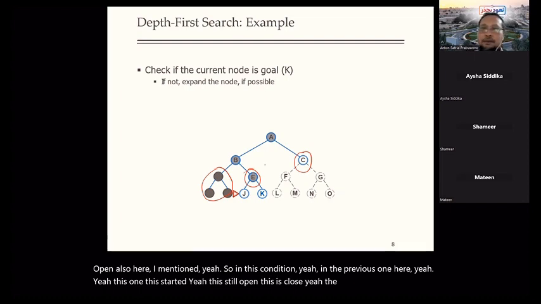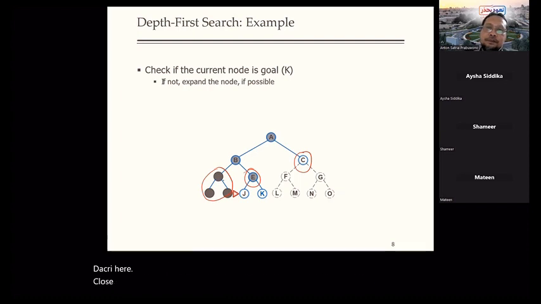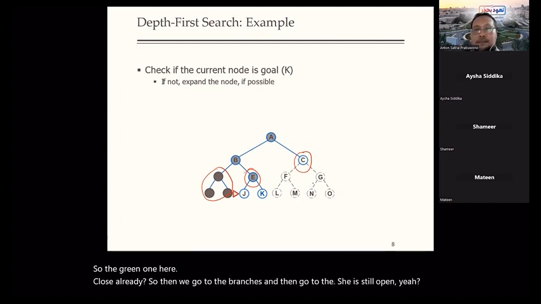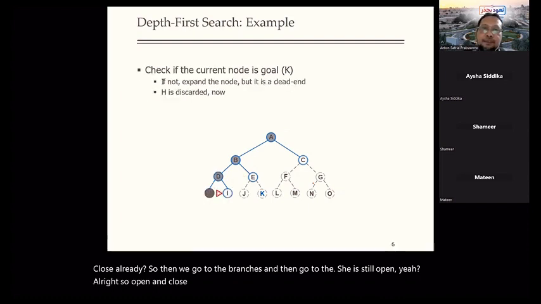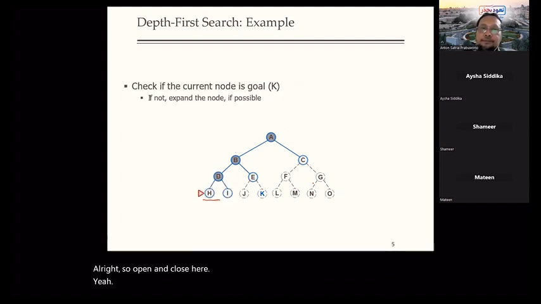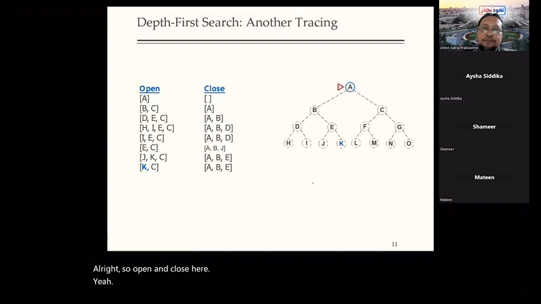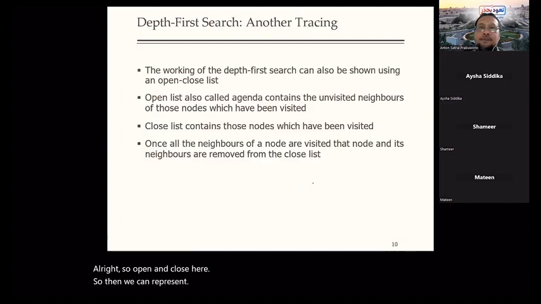The dark green, here, is closed. Let's say this one is black. These are black, then discharged. So the green one here is closed already. So then we go to the branches and then go to the next. C is still open. All right, so open and closed. So then we can represent the tracing of DFS by using an open and closed list.